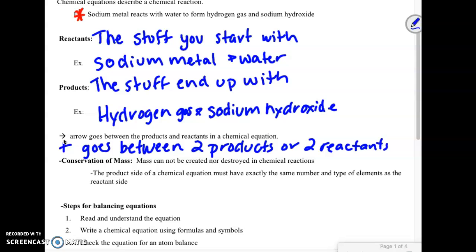Okay. The reason why balancing chemical equations and writing chemical equations is so important is because there is this law called the law of conservation of mass. And what that says is that mass cannot be created or destroyed in a chemical reaction. We can't just poof, make something appear out of thin air. We can't just poof, make it disappear. The atoms are being rearranged. So in order for chemical reactions to occur, things are rearranged in certain ratios, okay? So the product side of a chemical reaction must have the same exact number and type of elements as the reactant side, and that's why this is super important.